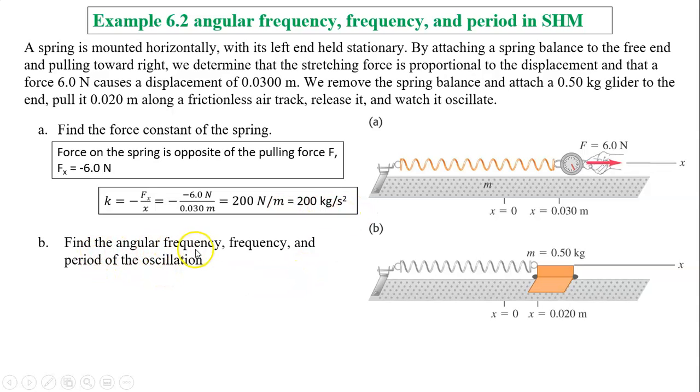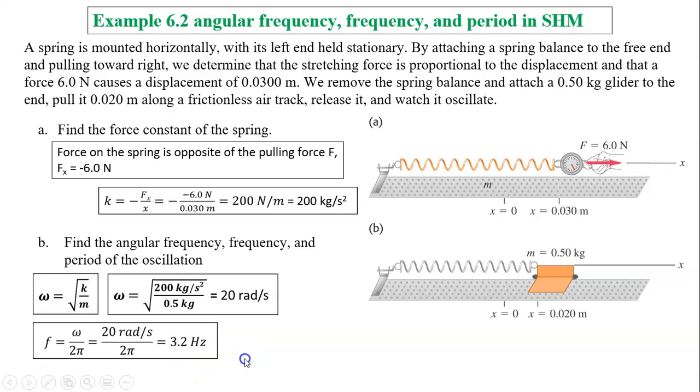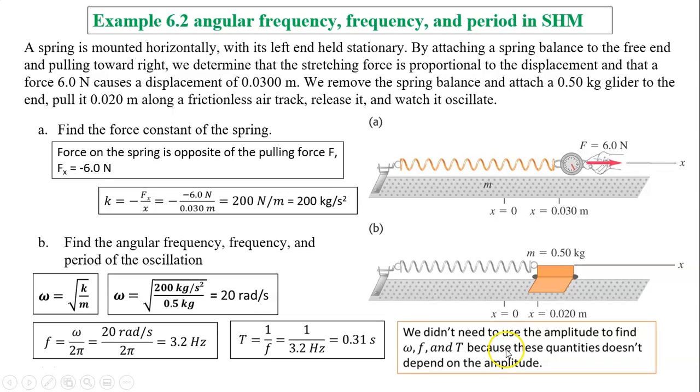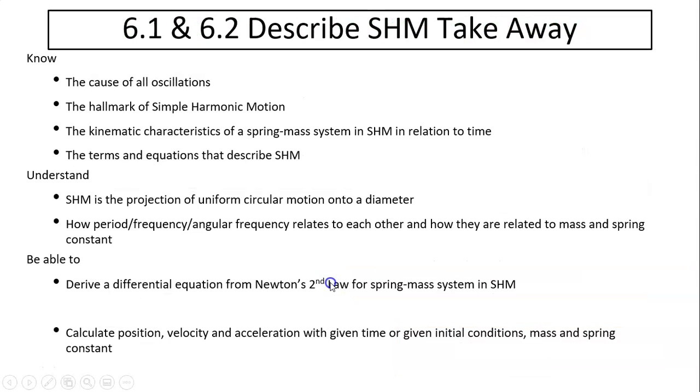Next one, we have to find angular frequency and the period. We know how angular frequency relates to mass and K. We know the mass already, 0.5. We know K is 200. Simply substitute your numbers in. From this equation, you should realize that you really didn't need amplitude to calculate angular frequency or period, because they are independent of amplitude.